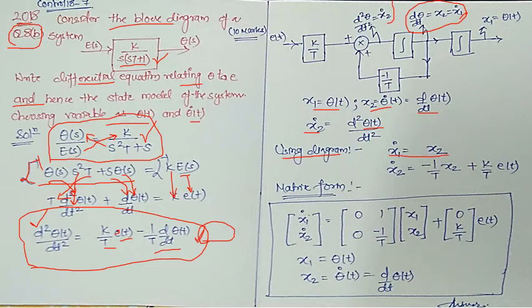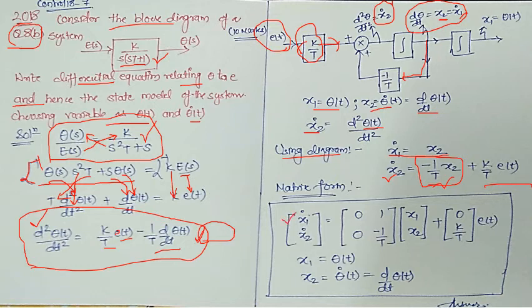Then x2 dot is here, so x2 dot is equal to minus 1 upon T into x2. Why x2? Look here, this is your x2 point, which is getting into this block, that is minus 1 upon T, and then going to this summer. Hence this term is coming, and then K by T of E(t). So this E(t) is here multiplying with K by T and going to the summer. In this way you can write the x2 dot equation. From here you can just write the state space matrix equation.